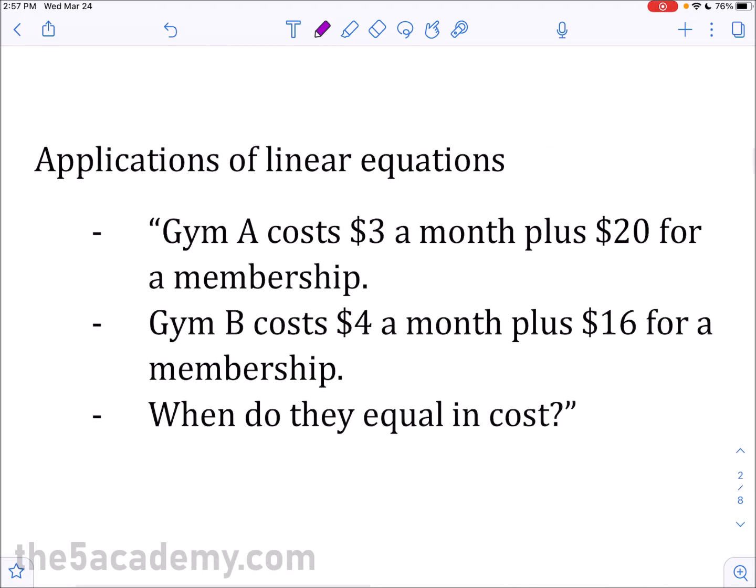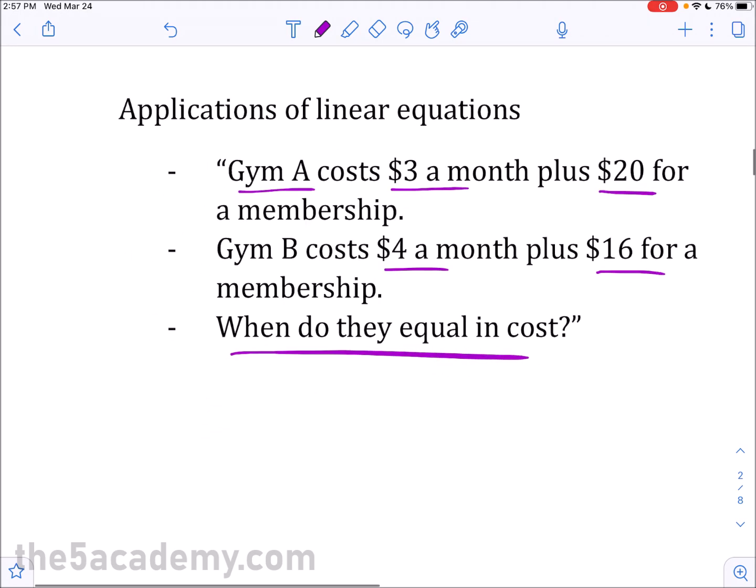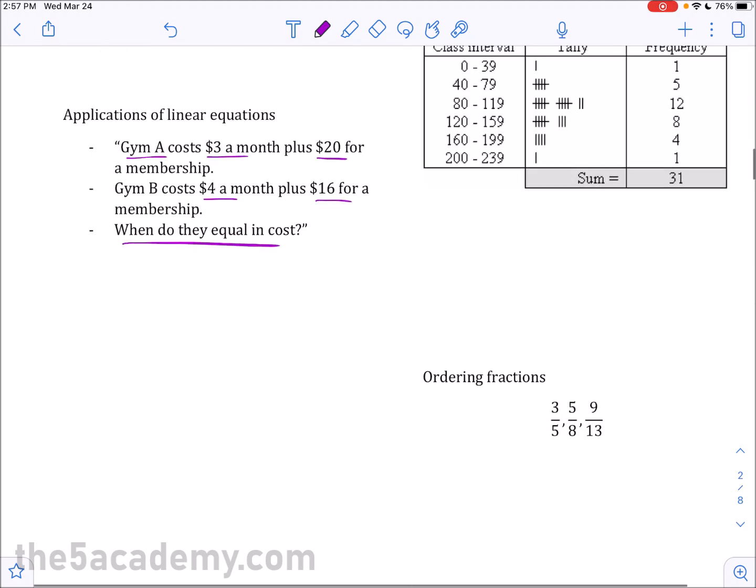Examples or applications of linear equations. So here's a classic problem. Gym A costs $3 a month for membership plus $20 for the original fee. Gym B is pretty similar. It's $4 a month plus $16 for the original membership. So when do they actually equal in cost? After what number of months do they have the same cost, that they are equal at? So that's a classic problem. You will see a lot of that.